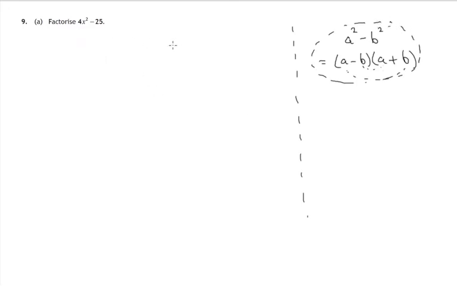So when we're looking at 4x squared minus 25, we think, what do we square to get 4x squared? That's 2x times 2x. And what do we square to get 25? That's 5. So the pattern says 2x minus 5 times 2x plus 5.